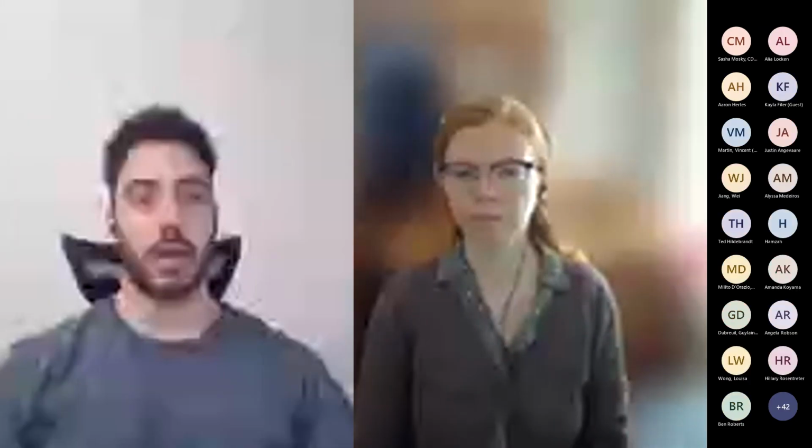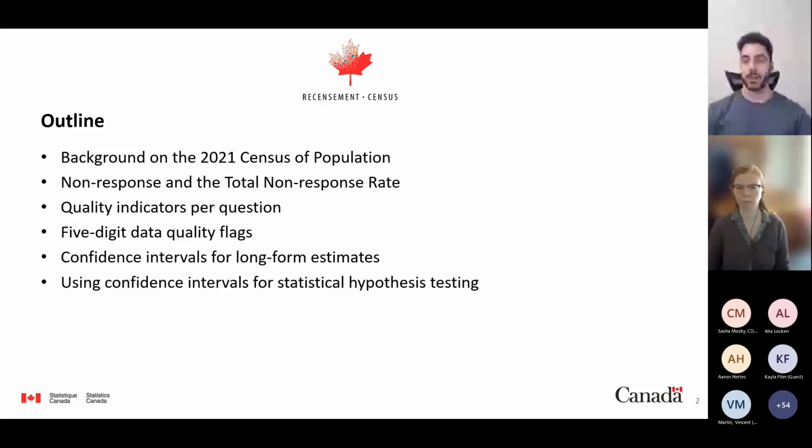the quality indicators per question. And then I'll hand it over to Emily, who will start off with 5-digit data quality flags, then move on to confidence intervals, and lastly, discuss how to use confidence intervals for statistical hypothesis testing.